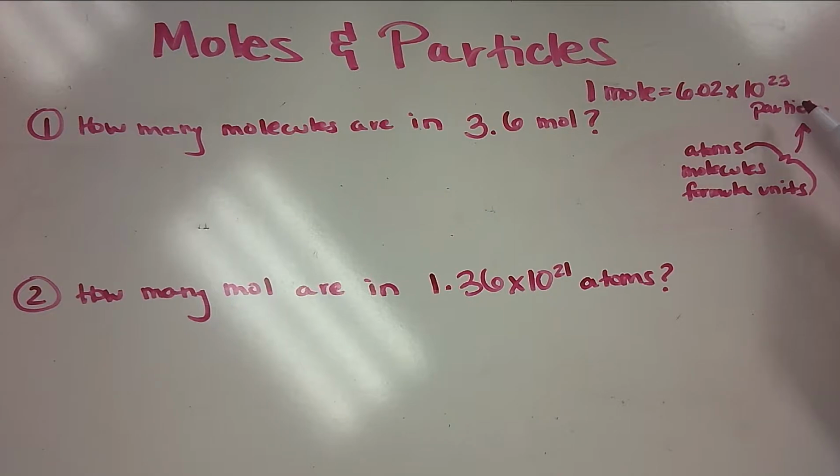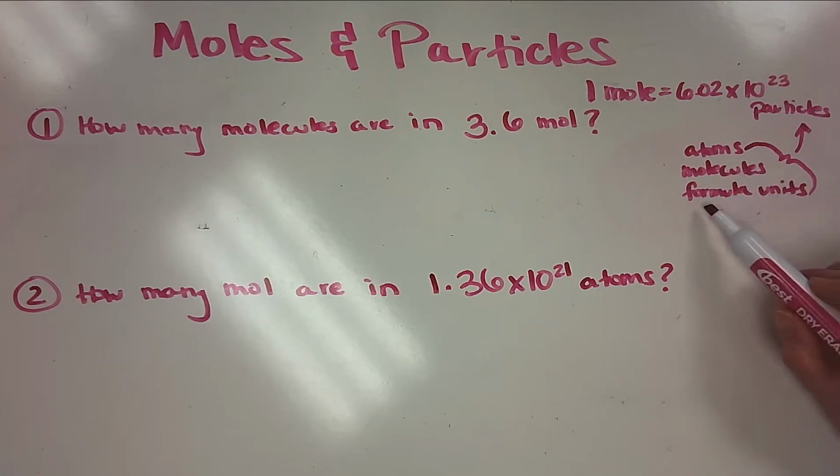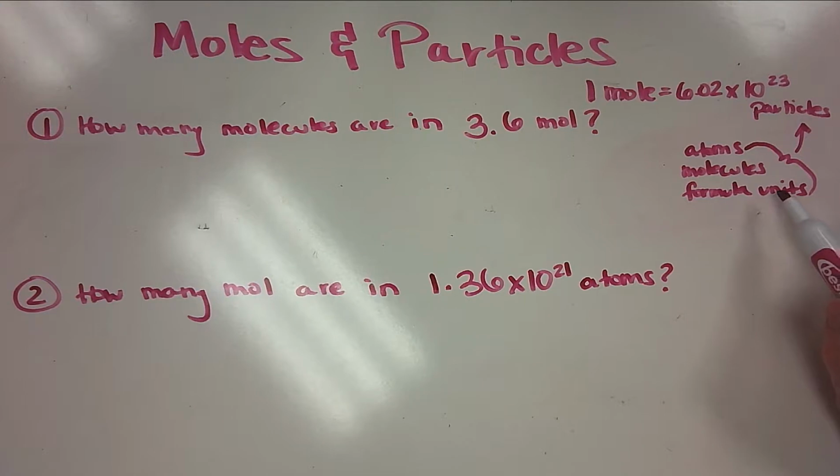Now remember, particles are representative, so you'll see the word atoms used for elements, molecules for molecular compounds, and formula units for ionic compounds. So let's jump to it. So number one, how many molecules are in 3.6 mole?